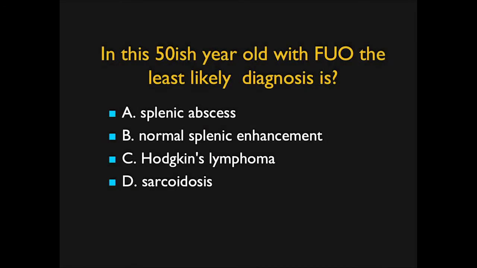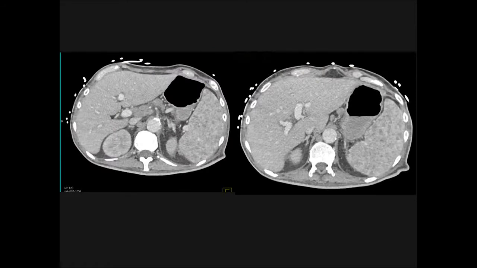In this 50-ish-year-old male with FUO, what's the best diagnosis? Well, when you look at the spleen, several things. It's enlarged, and there are multiple low-density lesions. Okay, this is not normal splenic enhancement. Remember, we get a moire pattern, but that's an arterial phase. This is more toward venous phase.